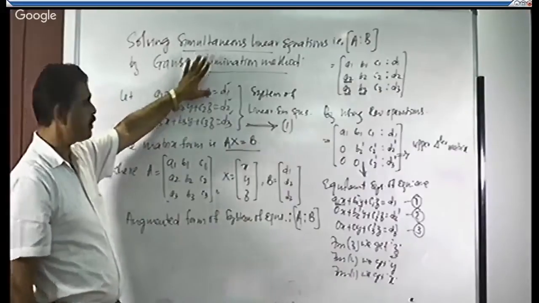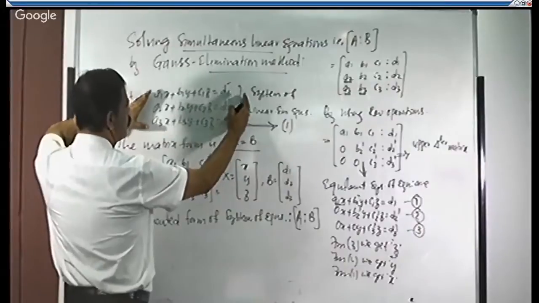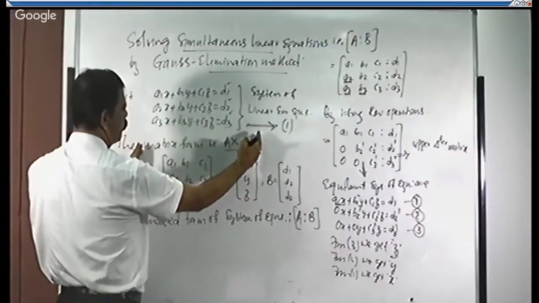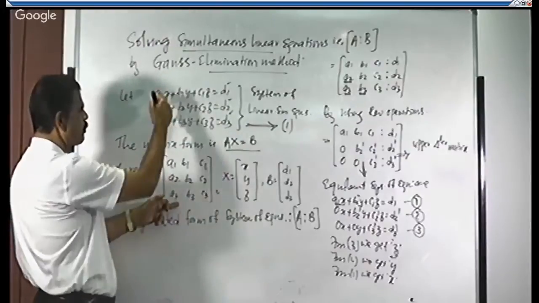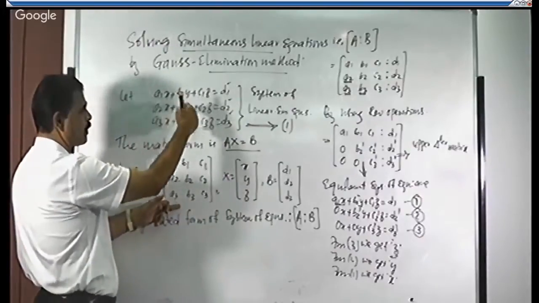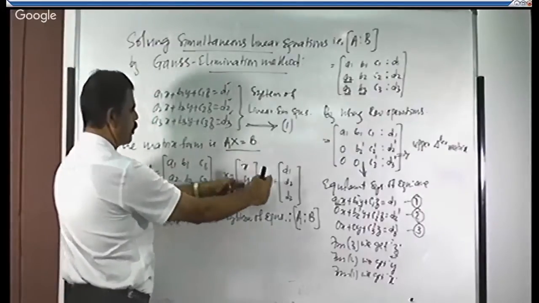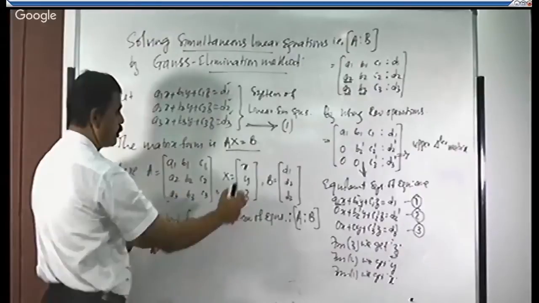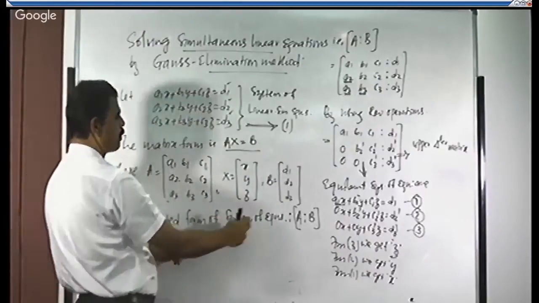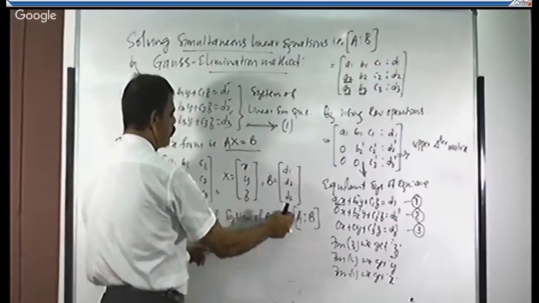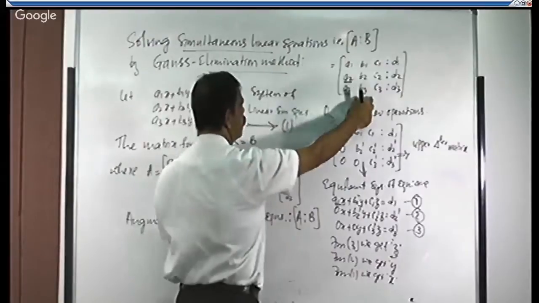Got the procedure? You will be given a system of equations. You take these equations into matrix form. What is matrix form? AX is equal to B. A is the matrix written from the coefficients of x, y, z. X is the column matrix of unknown elements. B is the constants. From this equation, I can write the augmented form. What is that augmented form? A is to B. You take A is to B. This will be the augmented form.